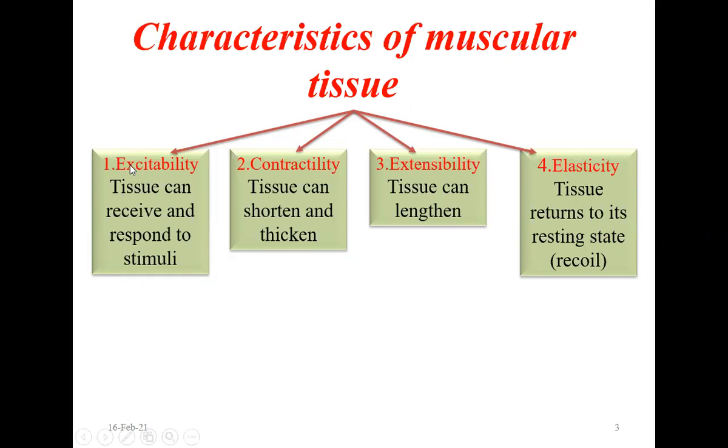One is excitability, that is they receive as well as respond to stimuli. Contractility, when the cells and tissue become short. Then extensibility, where the tissue cells become long. And elasticity, when the tissue cells return back to the normal state, resting state, or recoil. So these are the four features of the muscular tissue.